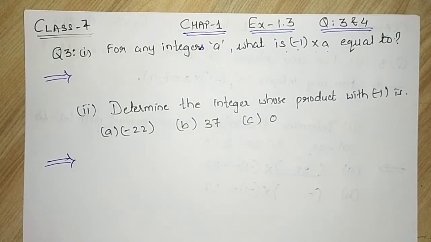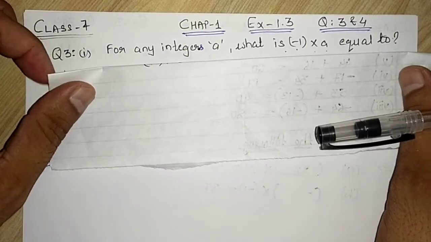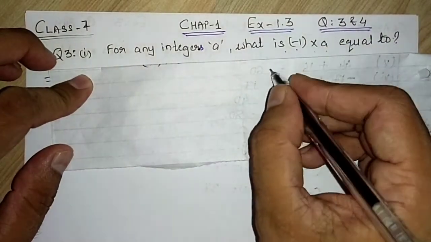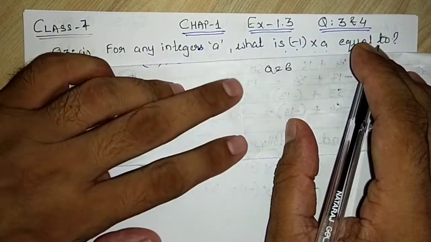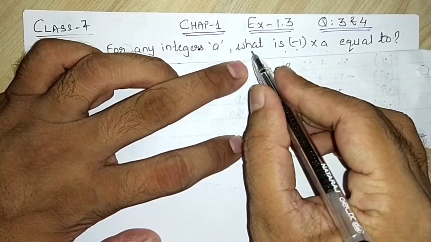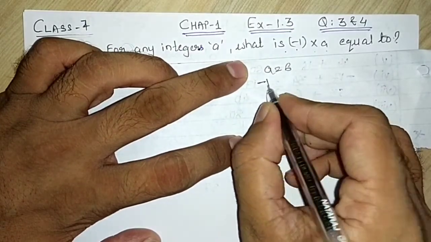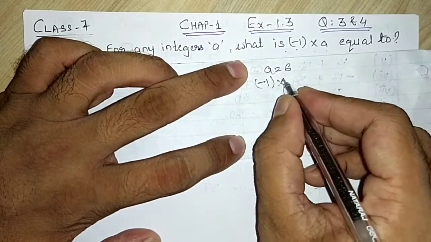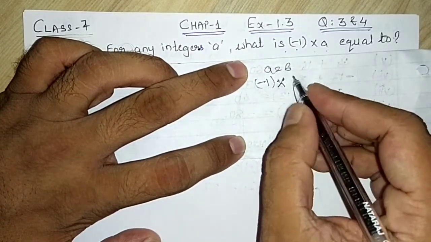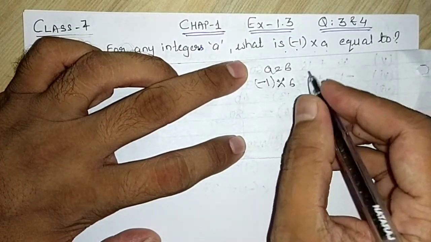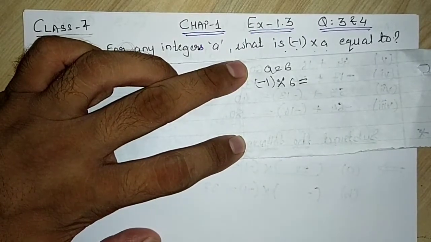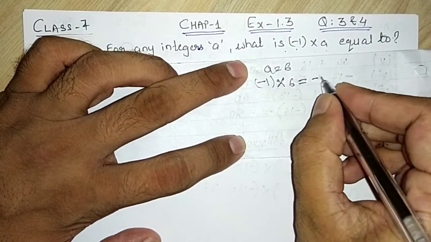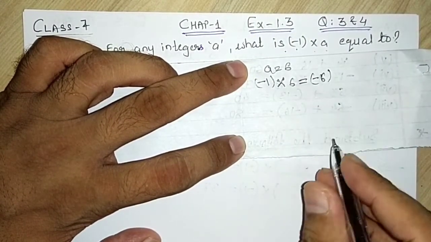Students, they are telling us if you take any integer a, so let me take integer a equal to, let us say 6, and they are asking us if you multiply that a with minus 1, that is here we have taken 6, so what will it be equal to? It will definitely be minus 6.